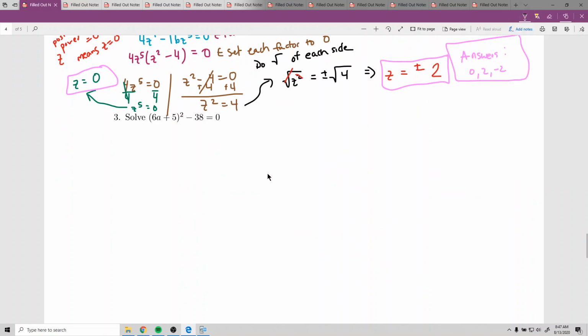Right, so the last example here, using this property, is to solve something like 6a plus 5 squared minus 38 equals 0. Now, what you want to do here, you don't actually want to try to square this out, multiply it out, because you only have a in one spot. What the smart thing is to do, which is what we'll do, is if we add the 38 to each side, then we can do the square root, because this will be by itself, and it will make the power go away. It'll make it easier to solve for a.